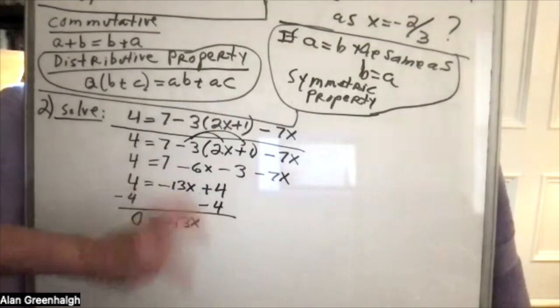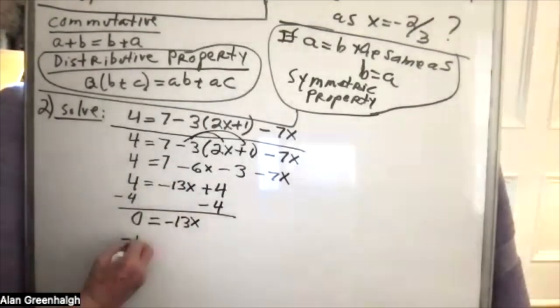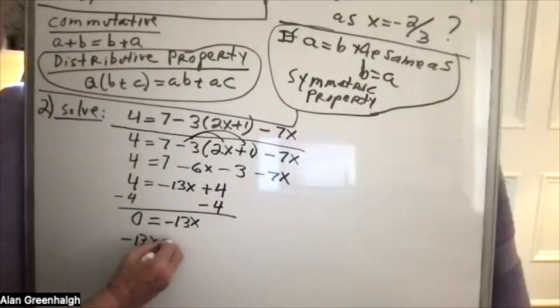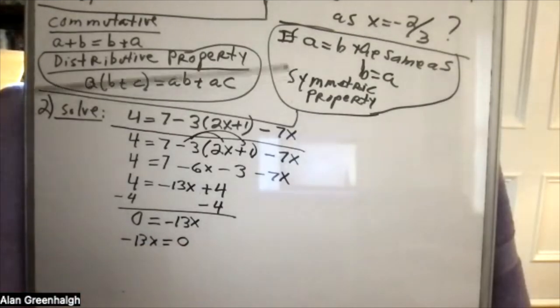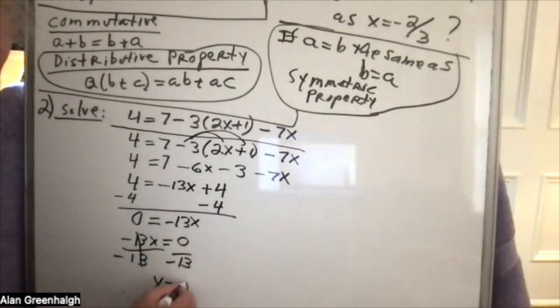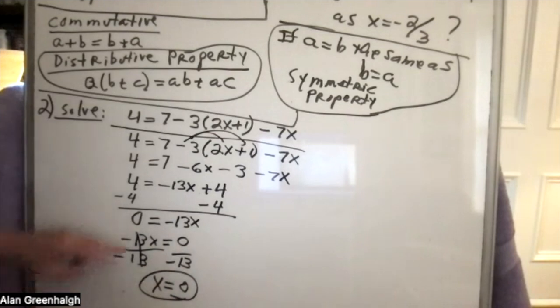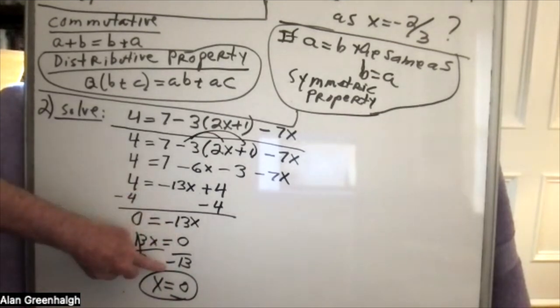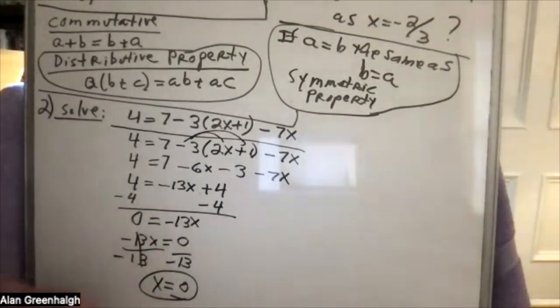Now, what I would do at this point, because I don't like the x on the right side, I just don't, I'm going to turn it around and make it look like that because of the symmetric property. I use this all the time. I love that. And now you divide by -13. And x is equal to 0. 0 divided by any number is equal to 0.